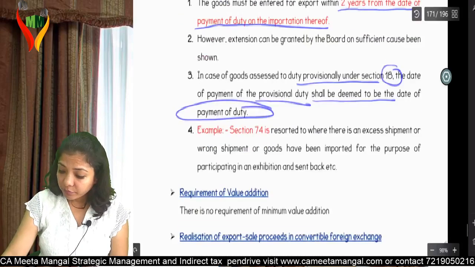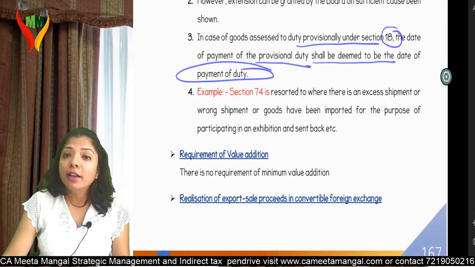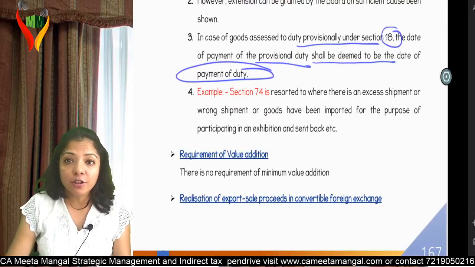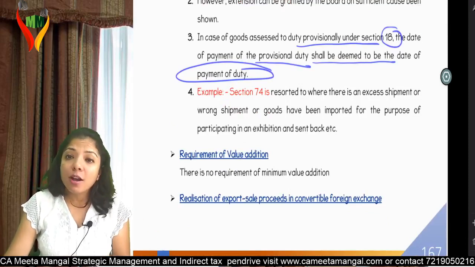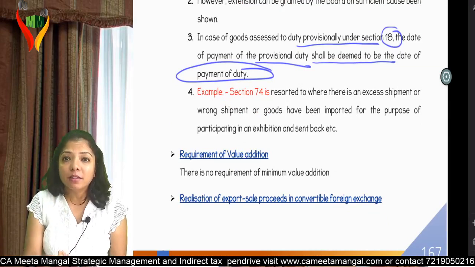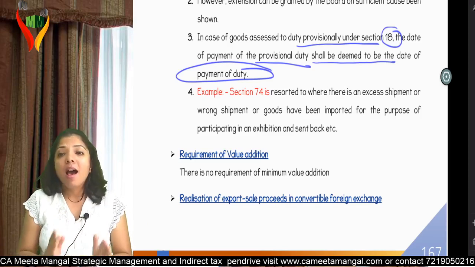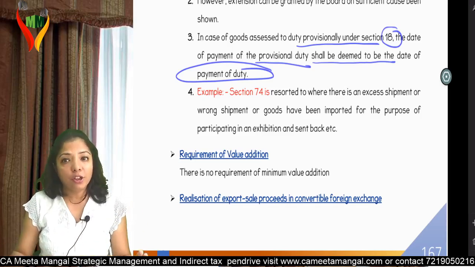Am I clear? Next, requirement of value addition. There is no condition of requirement of value addition in section 74, because value addition means you are adding value to your product. But here I am not changing the form at all. I am not doing any value addition.